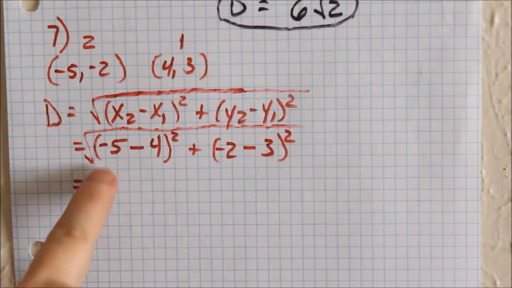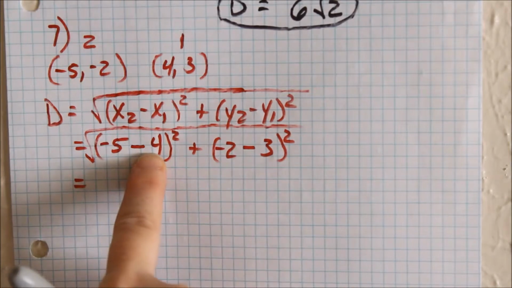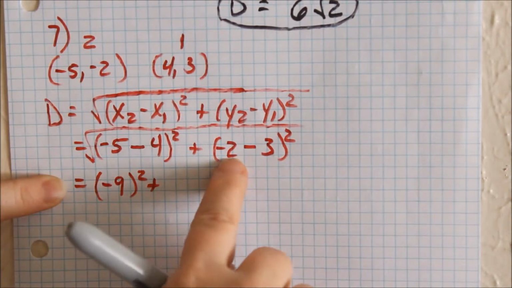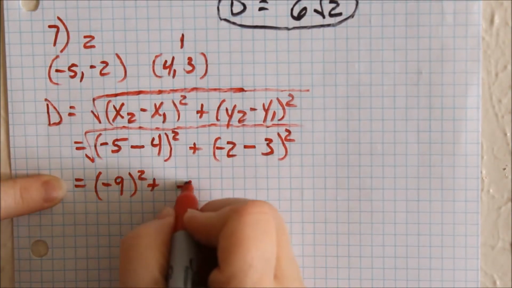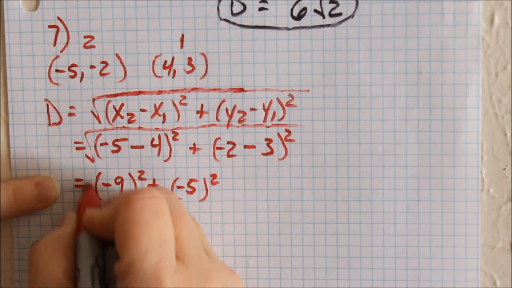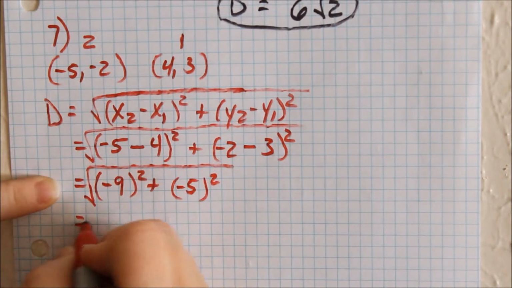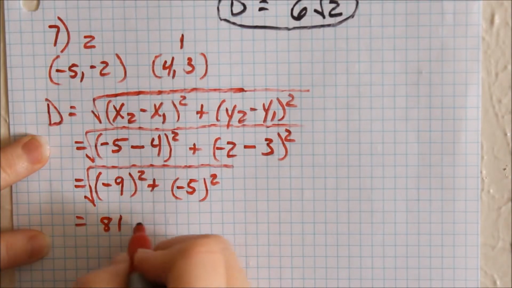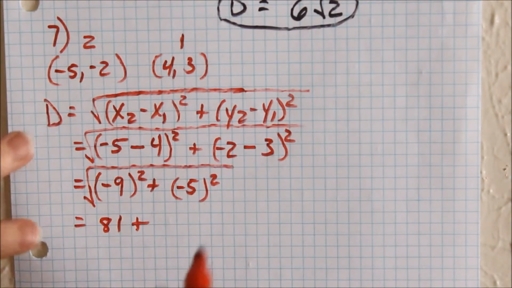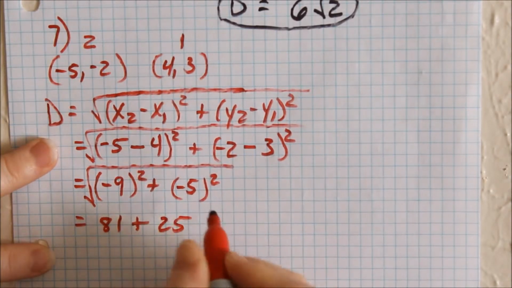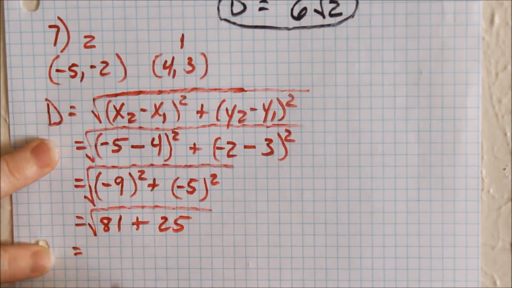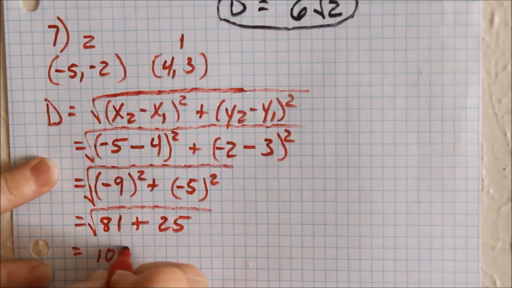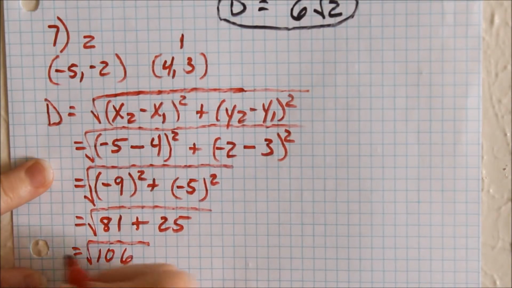Do parentheses first. I'm in debt 5, I'm in debt 4 more, so I'm in debt 9. I'm in debt 2, I'm in debt 3 more, so I'm in debt 5. Square that. Keep up with everything until you actually do it. -9 in parentheses squared would be a positive 81 plus -5 in parentheses squared would be a positive 25. So 81 plus 25, 106, square root of 106.